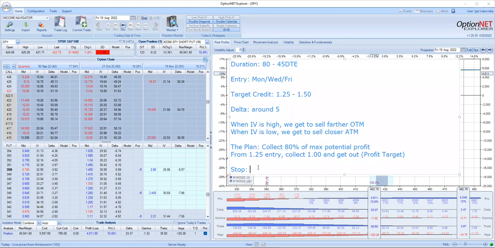So stop, 3x credit, $1.25 multiplied by 4 equals $5 debit.